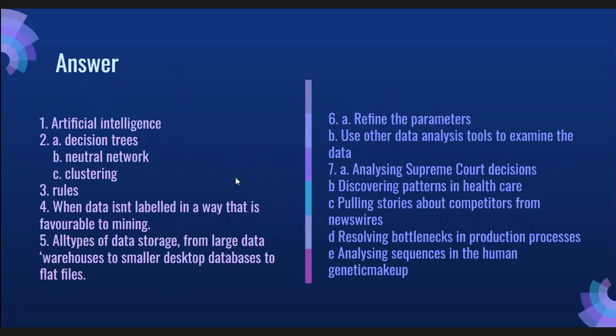The answer of number 1 is artificial intelligence. Number 2A, decision trees. B, neural network. C, clustering. Number 3, rules. Number 4, when data is labeled in a way that is favorable to mining. 5, all types of data storage, from large data warehouse to small desktop database to flat files.